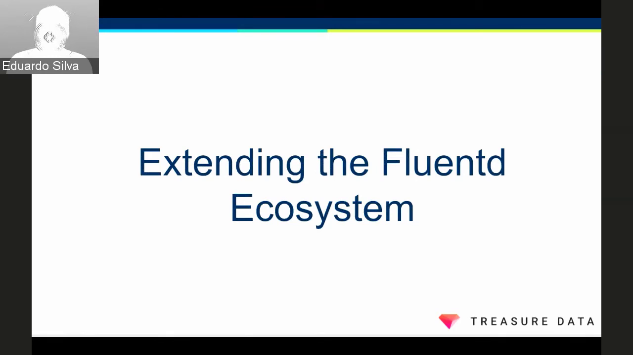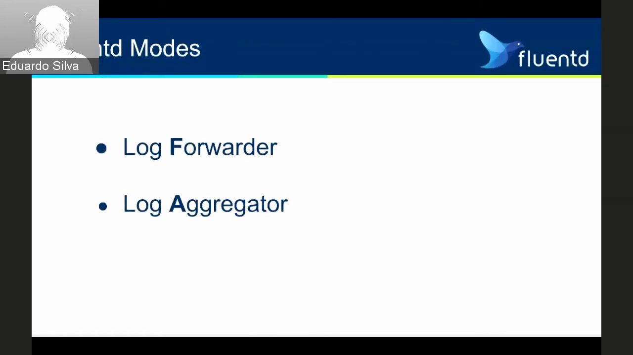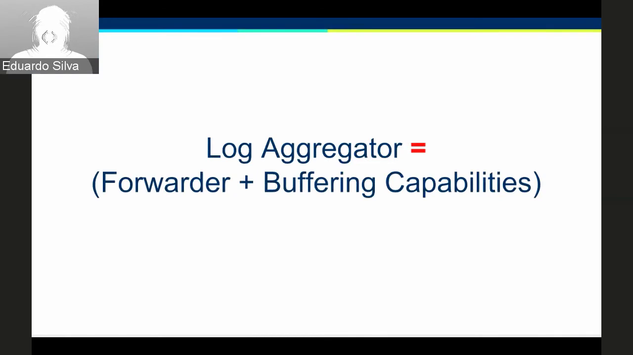But I also want to say that Fluentd has many components because we don't just try to consume log files. We try to fix the problem of the logging pipeline in a complete way. So Fluentd is extendable, and in logging you mostly have two modes. One is log forwarder and the other is log aggregator. A log forwarder takes the logs from some point and sends them to an aggregator. An aggregator is nothing else than a full solution that has really strong buffering capabilities. So for example, Fluentd can work as both an aggregator and a forwarder.